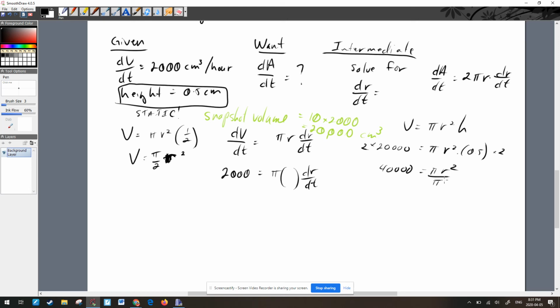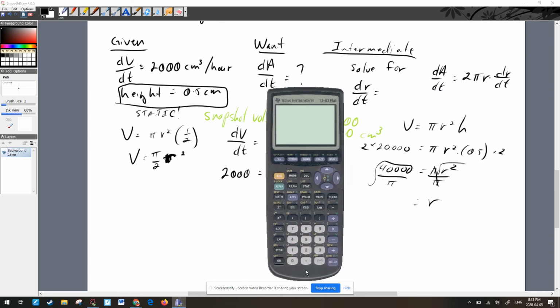I'm going to divide both sides by pi. Those are going to go away. And then I'm going to root both sides. And I'm going to find out that r is equal to whatever 40,000 divided by pi square rooted is. I'm going to grab my calculator, because that's a little bit out of my scope. So I'm going to say, what is the square root of 40,000 divided by pi?